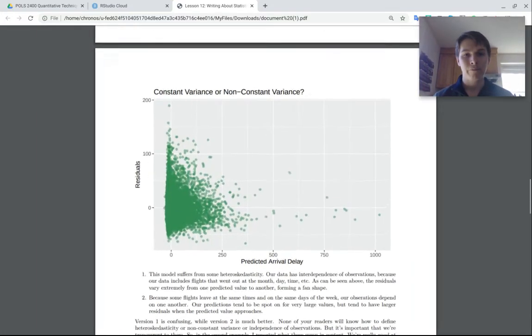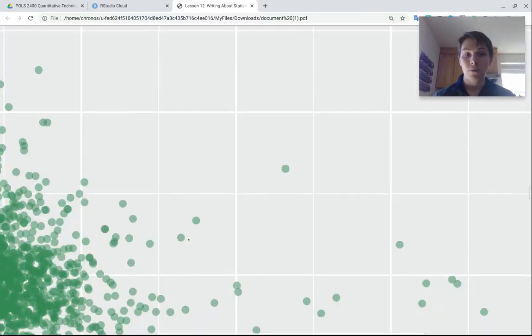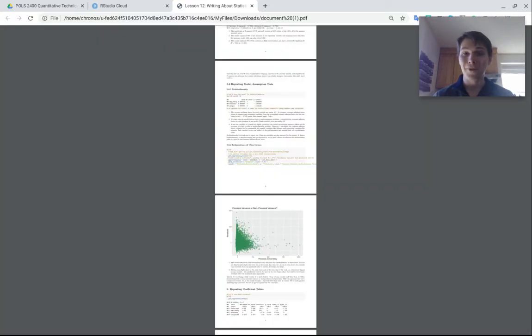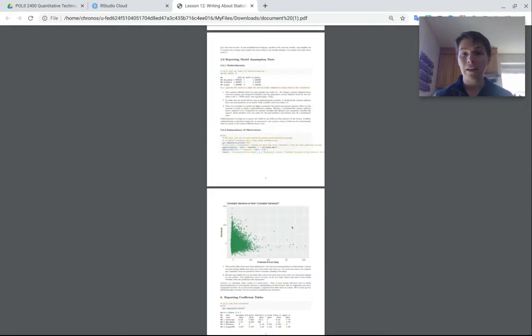Great, there we go. All right, so as we can see from here, we've got a pretty big fan shape going on. That's generally an indication of heteroskedasticity. However, if you use heteroskedasticity in the sentence, most likely you'll misspell it, and second, your readers will not know what it is. So we have a duty to put that into more understandable language.